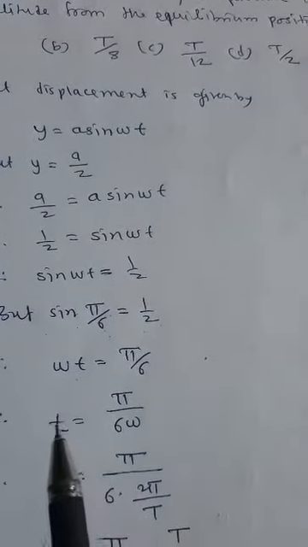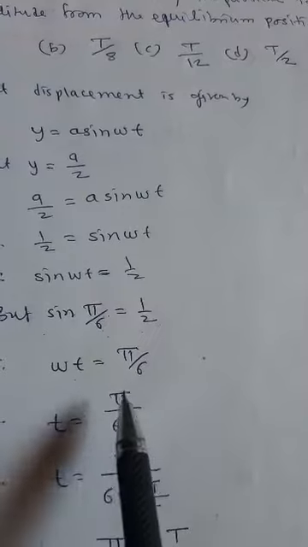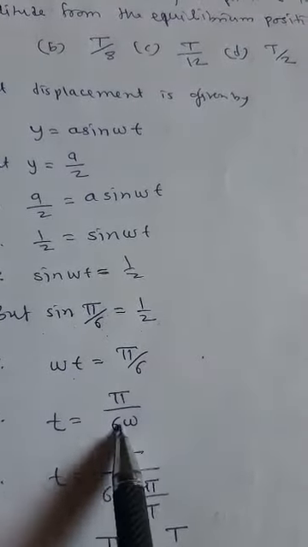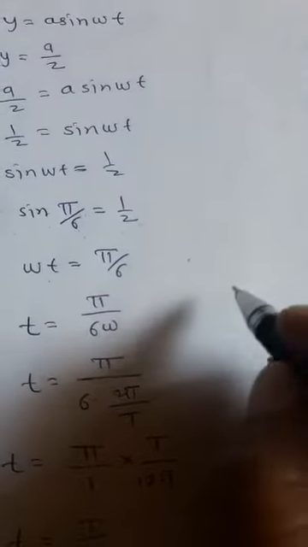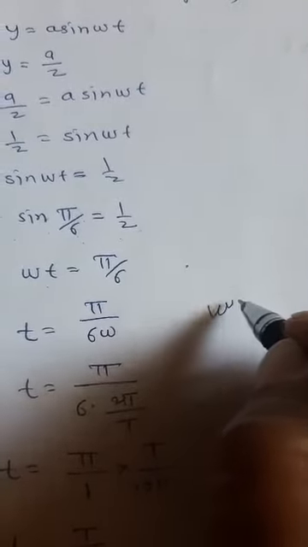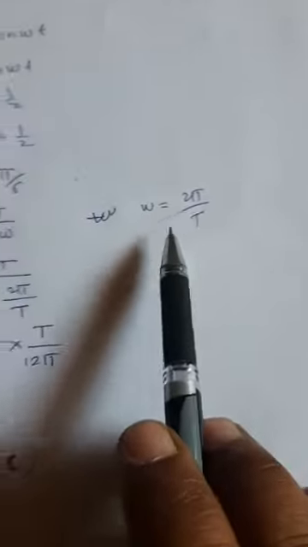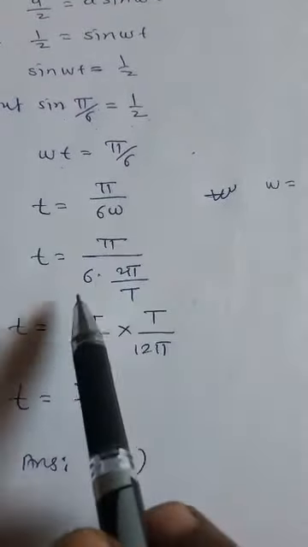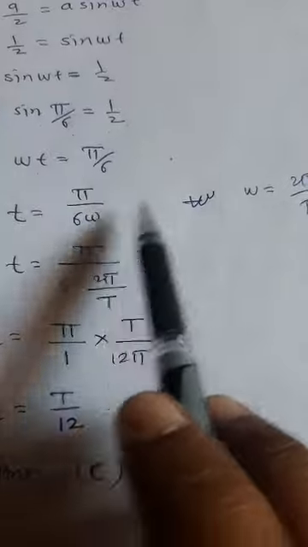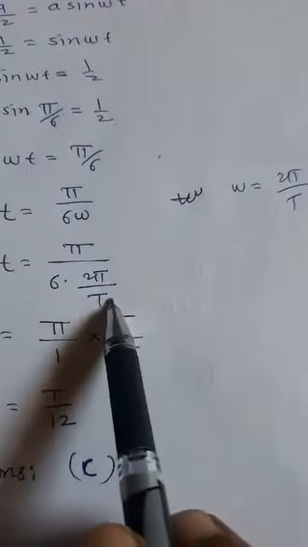Or we can write t is equal to pi divided by 6 into omega. But we have the formula for omega. Omega is equal to 2 pi by T. Therefore, we can write t is equal to pi divided by 6, and instead of omega, we can write 2 pi by T.